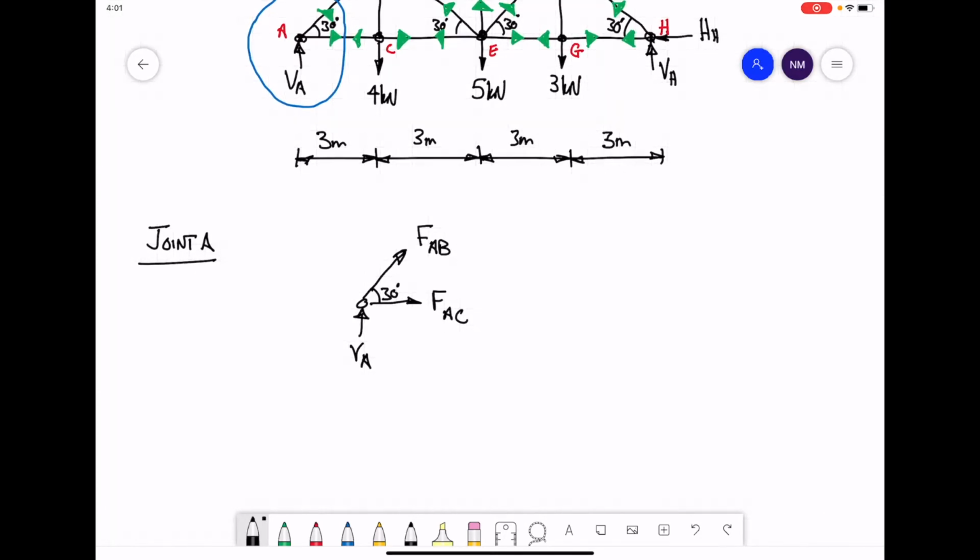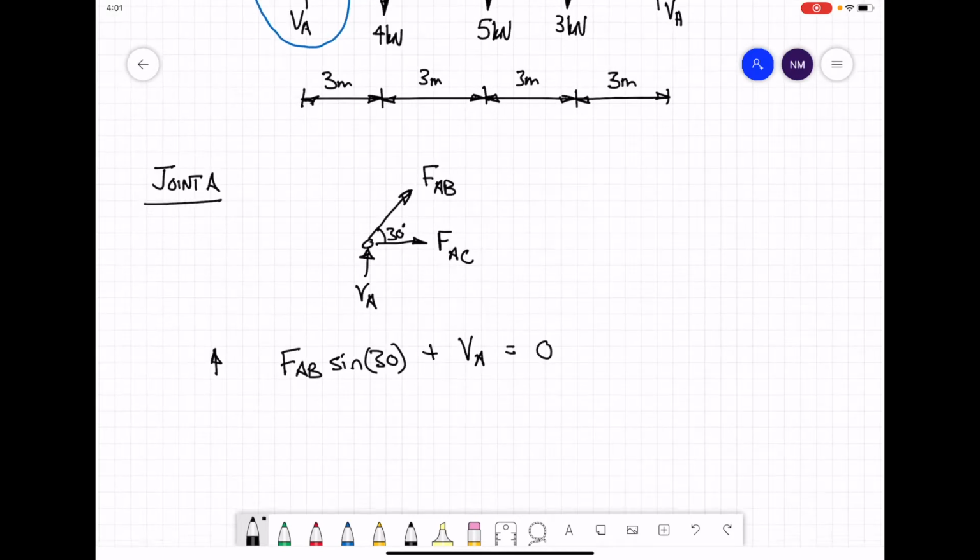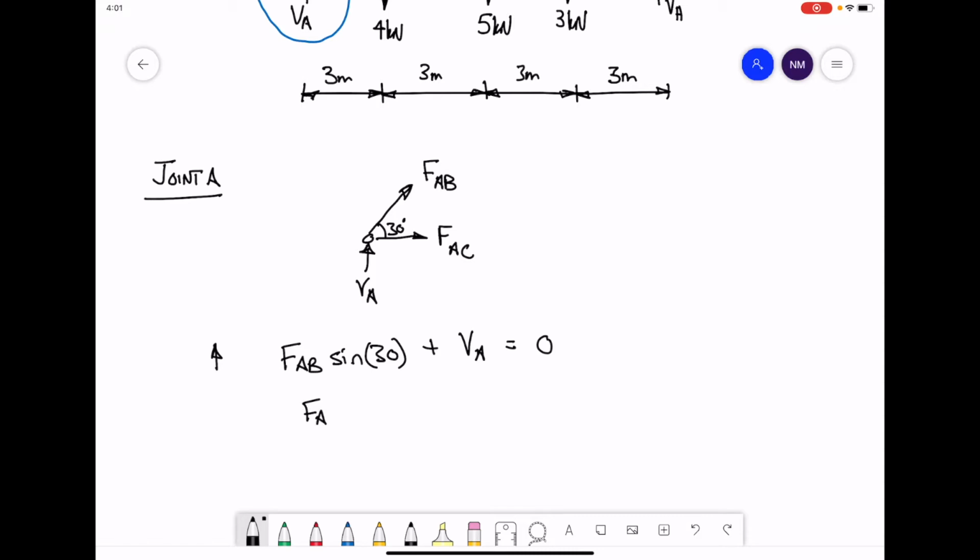Now we're going to resolve this small free body diagram in the vertical direction. FAB times the sine of the angle, 30 degrees, plus VA, for equilibrium, must add up to give you 0. Force AB sine 30 plus 6.25 for VA should give you 0.